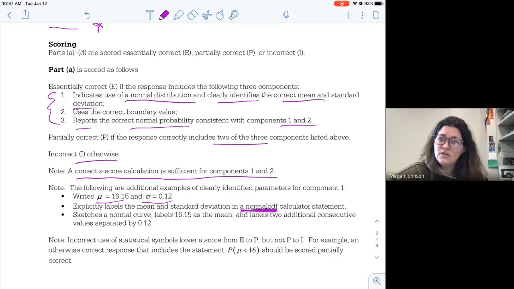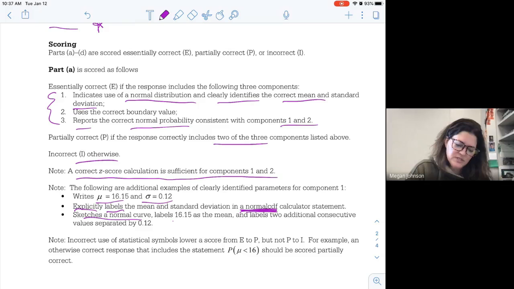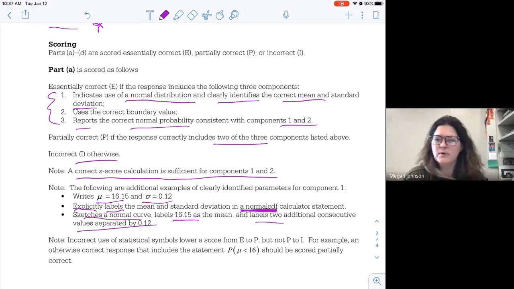They say that you can put your normal CDF calculator, but explicitly label it, that's the kicker there. Explicitly labels. Sketch a normal curve. That's my recommendation. Label the 16.15 as the mean, and label 2 additional consecutive values separated by the 0.12. So they say go out from there to label your curve.